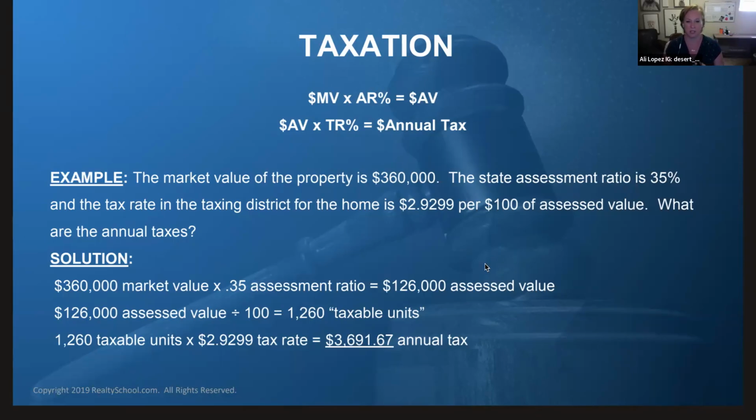The assessment ratio, which is the AR here on the screen, percentage is established by your county or your local tax people. The assessment ratio in Clark County is 35%. So you multiply the market value by the 35%, and that will get what your assessed value is. Okay. Your assessed value, this is the second part, you have to multiply it by the tax rate.